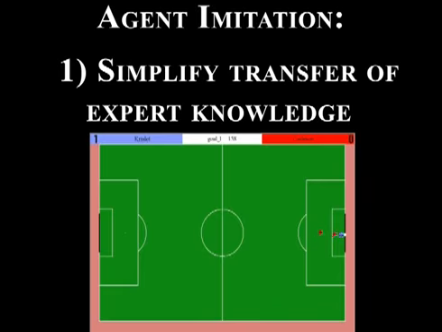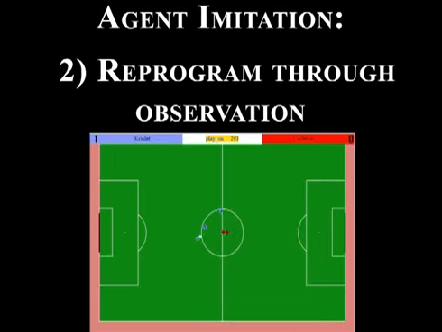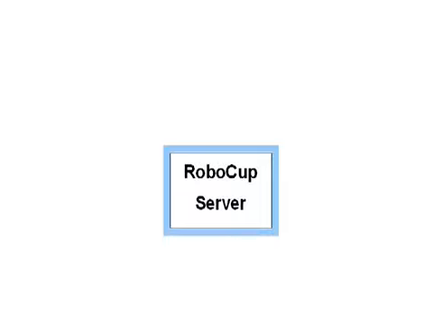Learning through imitation allows the transfer of knowledge from an expert without the expert performing any programming. Our goal is to have a multi-purpose robot or software agent that can be reprogrammed to perform a new task simply by observing someone else perform that task. In this video, we will imitate RoboCup soccer agents.